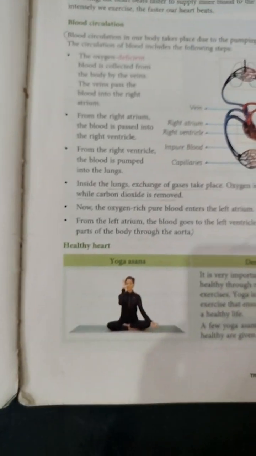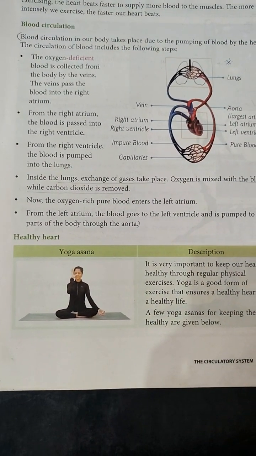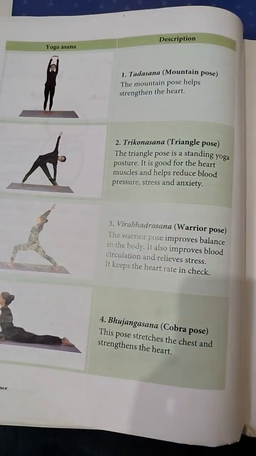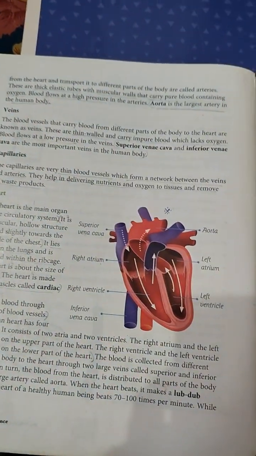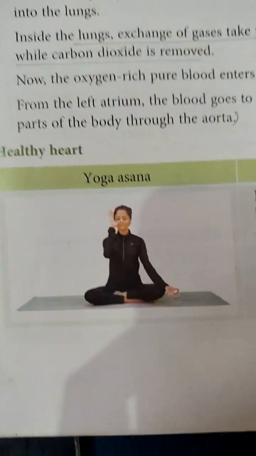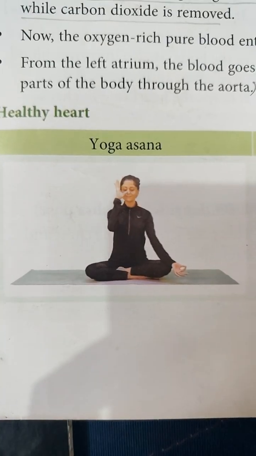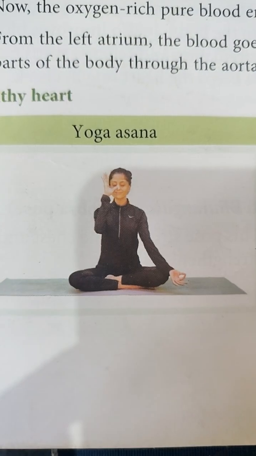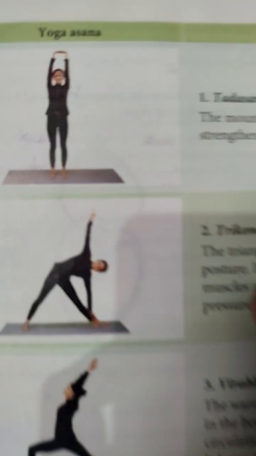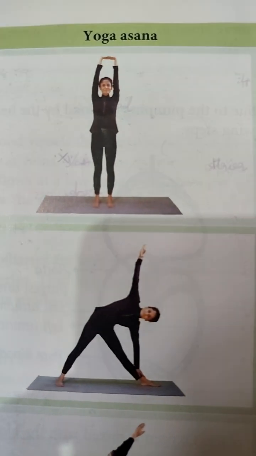Then we have the description about a healthy heart. We'll be seeing it next. Yogasana. Here are a few yoga postures which help us keep our hearts healthy. This is the first type. If we sit like this, our hearts will be healthy. You can observe this position too.